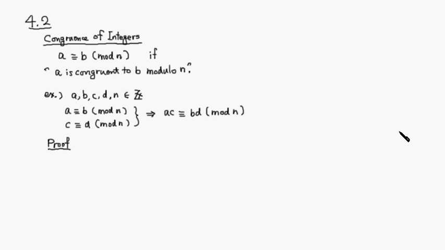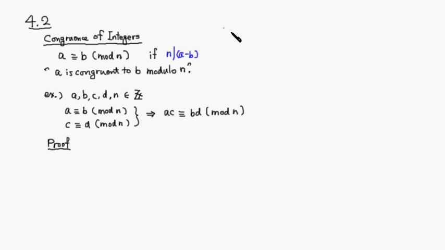Okay, let's look at section 4.2. This section talks about congruence of integers. Let's look at the definition. We say A is congruent to B modulo n if n divides the difference of these two, so A minus B.